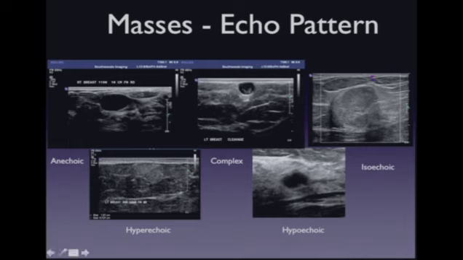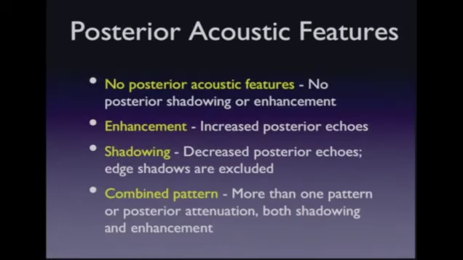Complex, having both anechoic and echogenic components. Isoechoic in this lipoma. And hypoechoic, again compared to fat up here. And most malignancies that we're going to be looking at are usually hypoechoic or very hypoechoic.